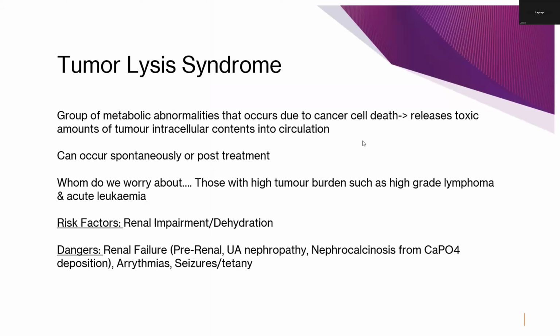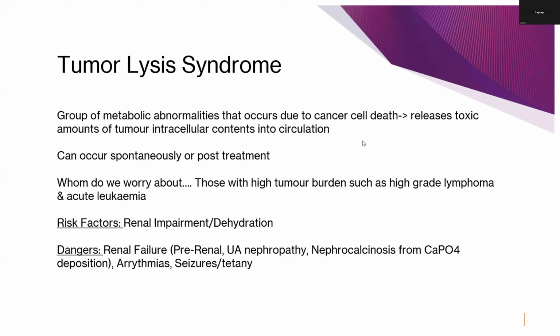So tumor lysis syndrome is a group of metabolic abnormalities that group together, and it's really due to cancer cell death. They just release toxic amounts of their intracellular contents into the circulation. Importantly, it can occur spontaneously or post-treatment. Spontaneously tends to be very high-grade, very fast-growing lymphomas like Burkitt's, while post-treatment, obviously Burkitt's post-treatment will do it as well. But even indolent lymphomas, if you kill them fast enough, can cause tumor lysis.